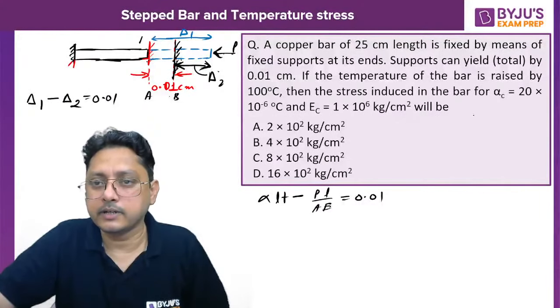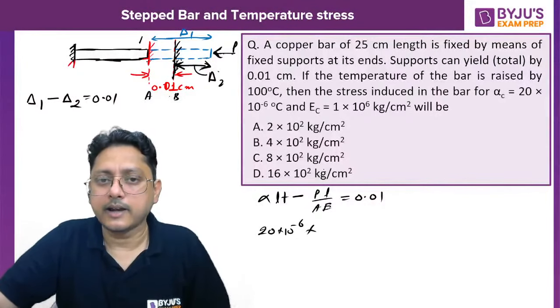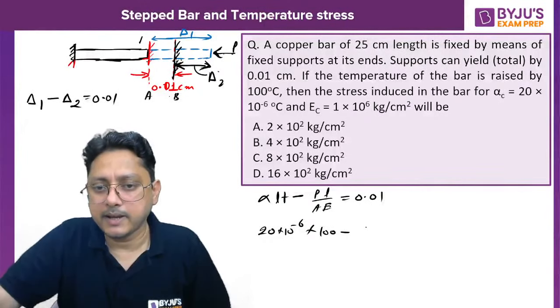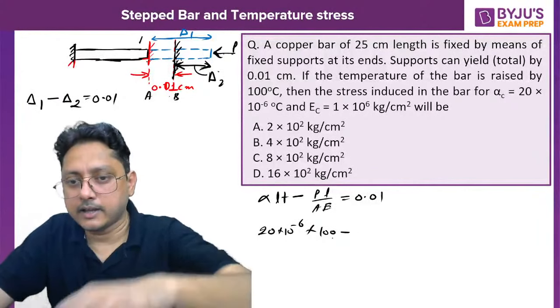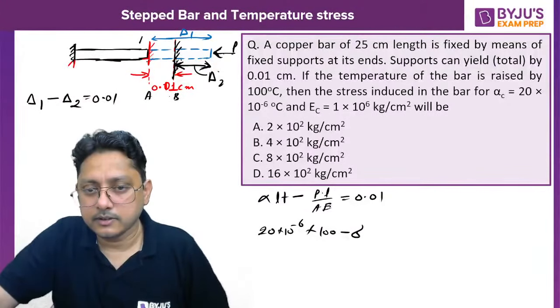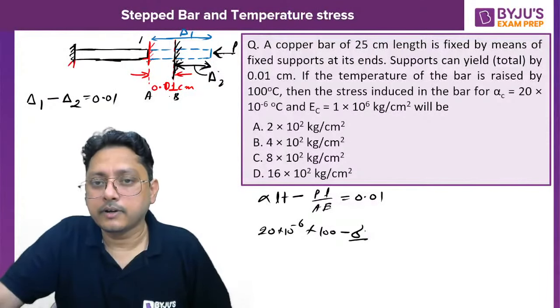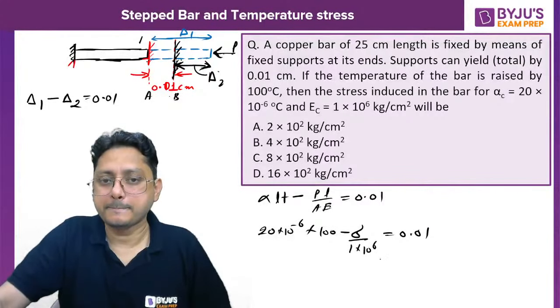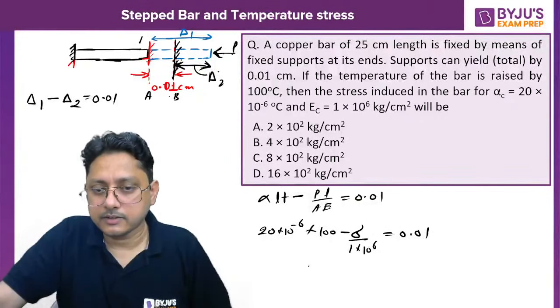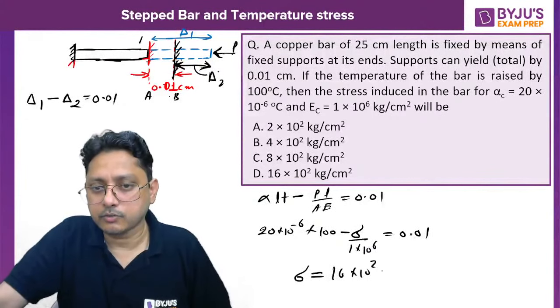The alpha value you have been given is 20 into 10 to the minus 6. Then the rise of temperature is 100 degrees centigrade, minus P by A, which I can consider as the stress, divided by E. The E value is 1 into 10 raised to 6, must equal 0.01. Now if you calculate the stress value from here, how much will you get? You'll get around 16 into 10 squared kg per centimeter square. Did you get that?